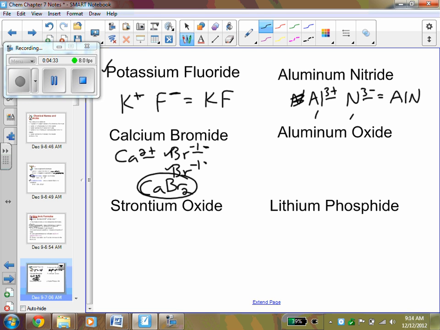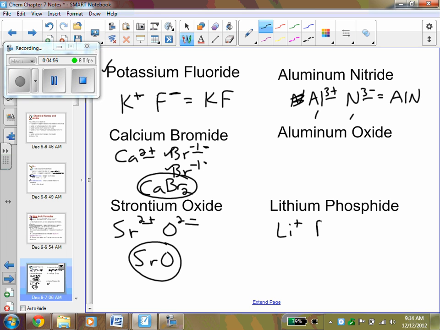Let's move down to strontium oxide. This one's also somewhat of an easy one, because strontium is 2+, and oxide is 2-. Here I have 2 pluses, here I have 2 minuses, so therefore they cancel each other out. I use one of each, Sr1O1. Typically, you don't say the ones. I'm going to save aluminum oxide for last, and then I'm going to go down here to lithium phosphide.